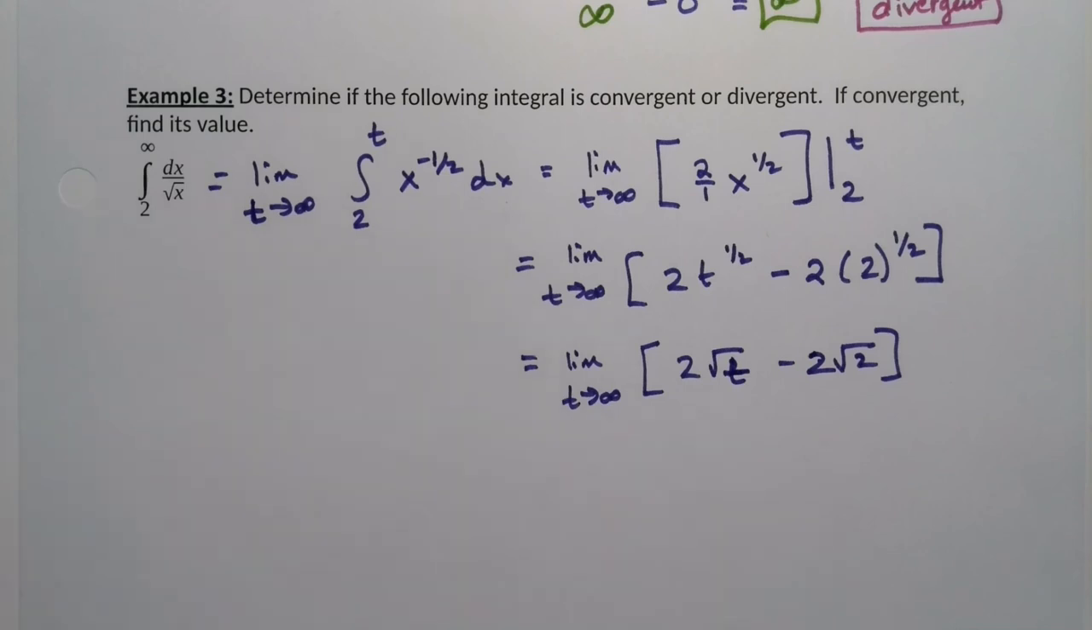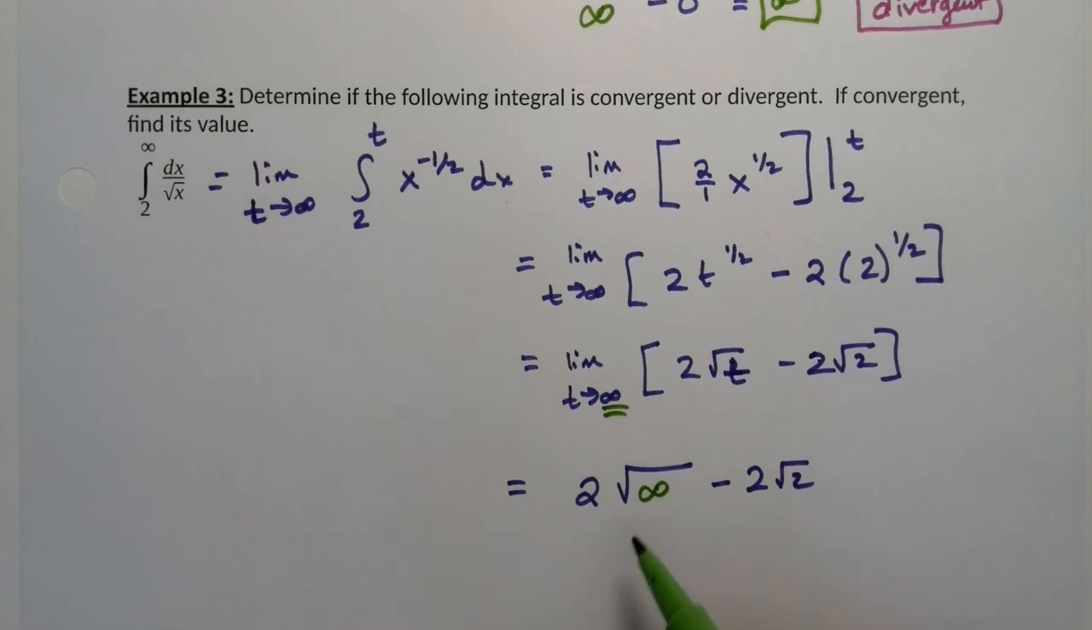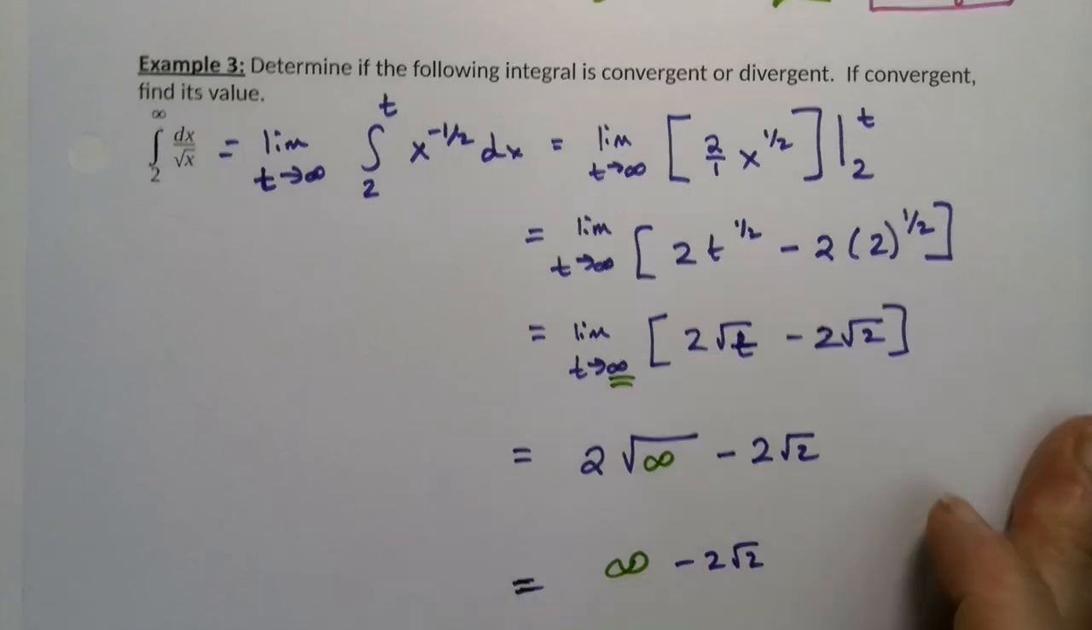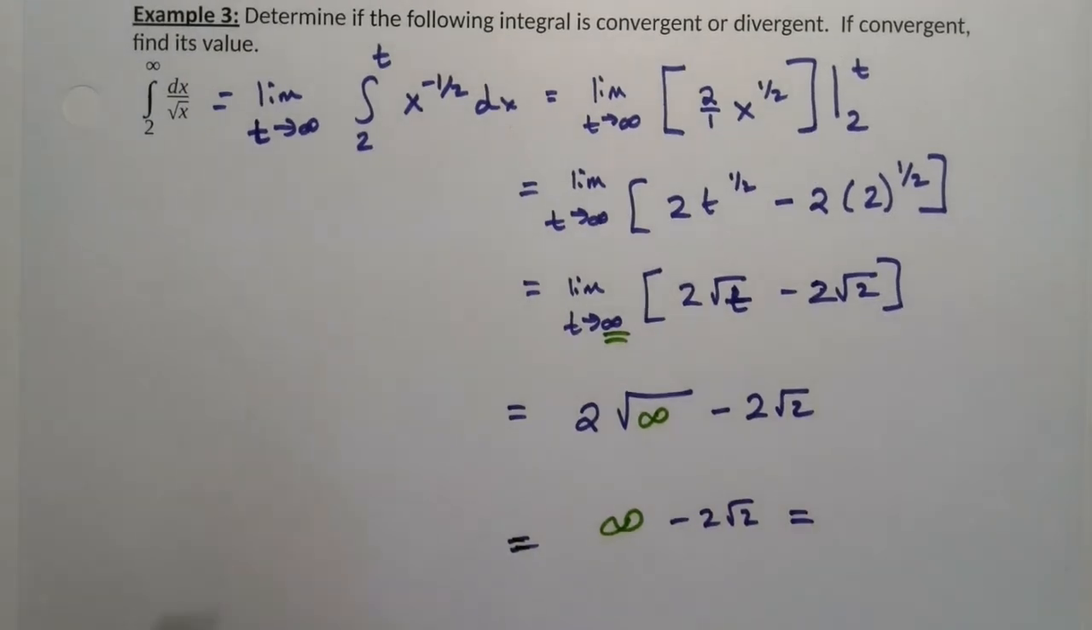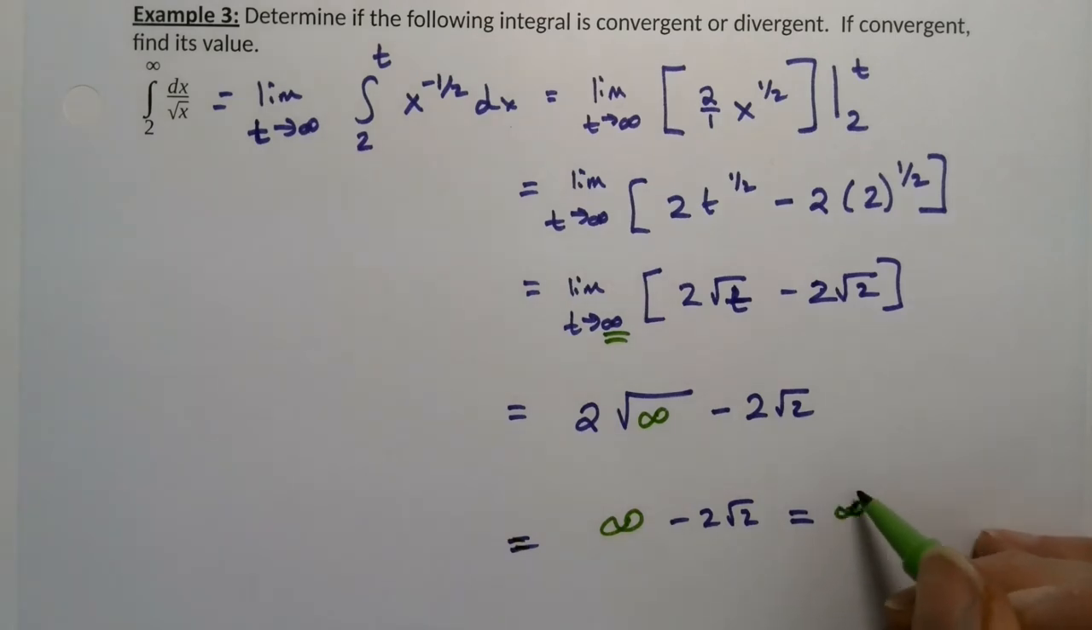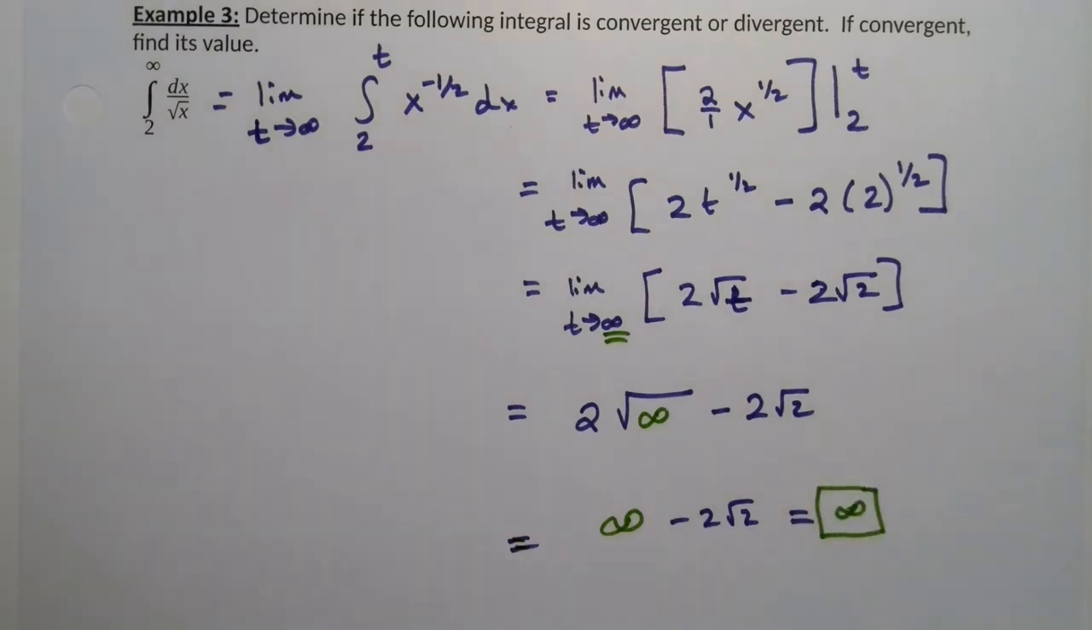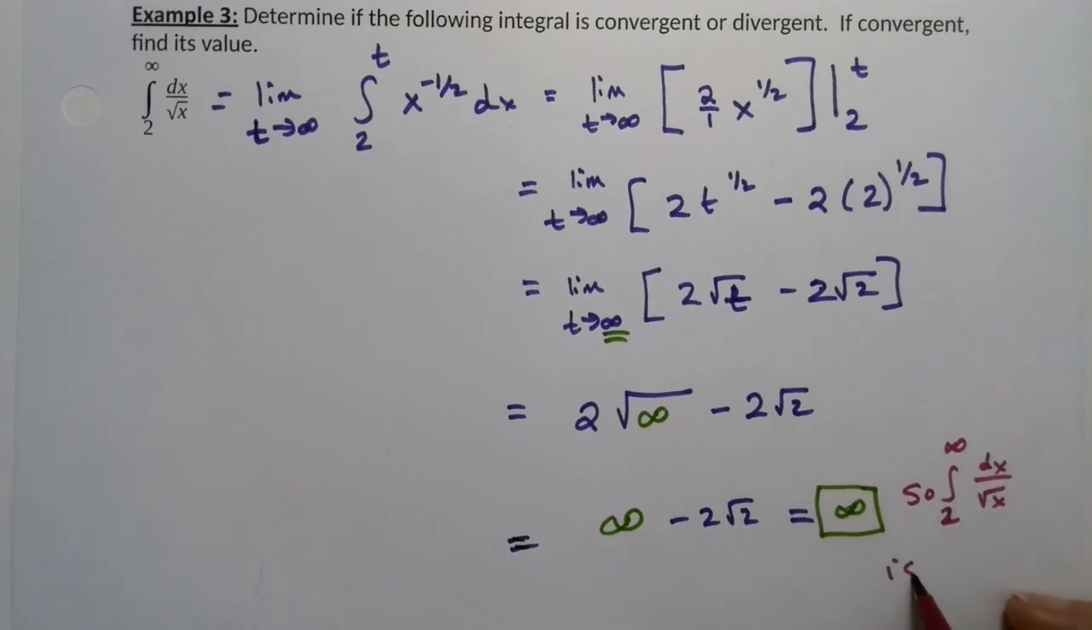All right, so let's put infinity in. So when I put in that infinity, that would be 2 times the square root of infinity, right? Just thinking about this logically. You're not really substituting. You're kind of more pondering this. The square root of infinity is infinity. So this is infinity minus a constant. And infinity minus a constant is still infinity. It's not an indeterminate form. So this is infinity. And therefore, the integral that we were given from 2 to infinity of dx over the square root of x is divergent.